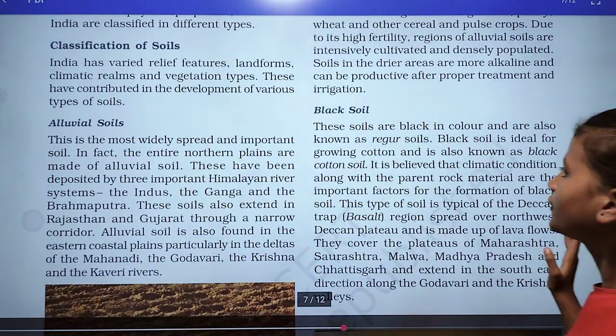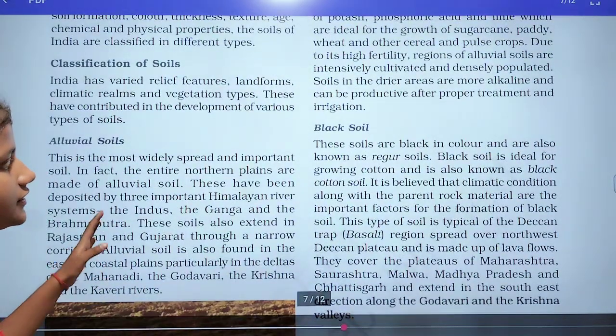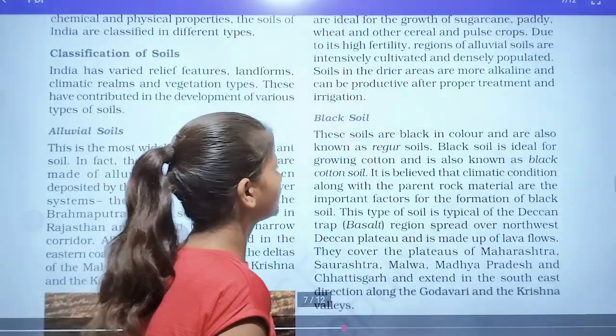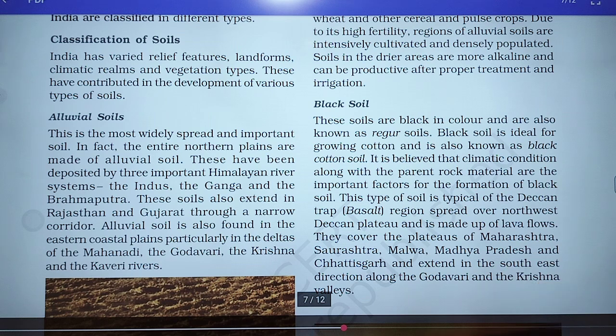Now let's see our next one, that is black soil. These soils are black in color and are also known as regur soil. Black soil is ideal for growing cotton and is also known as black cotton soil.